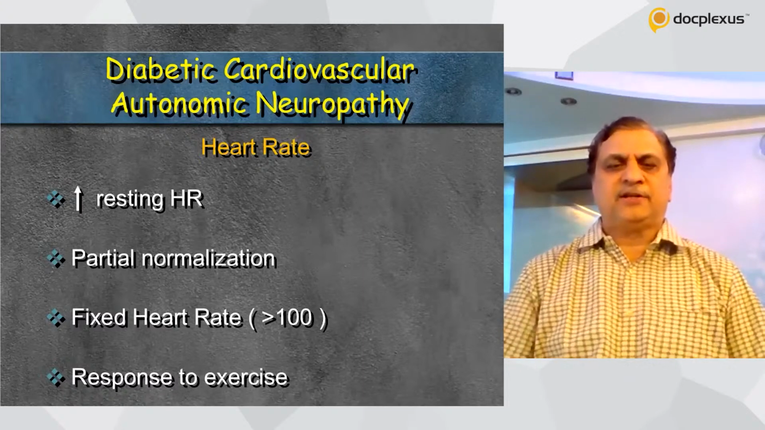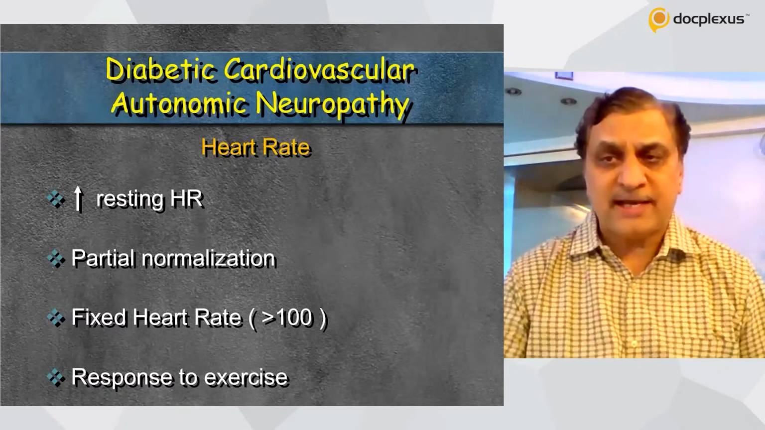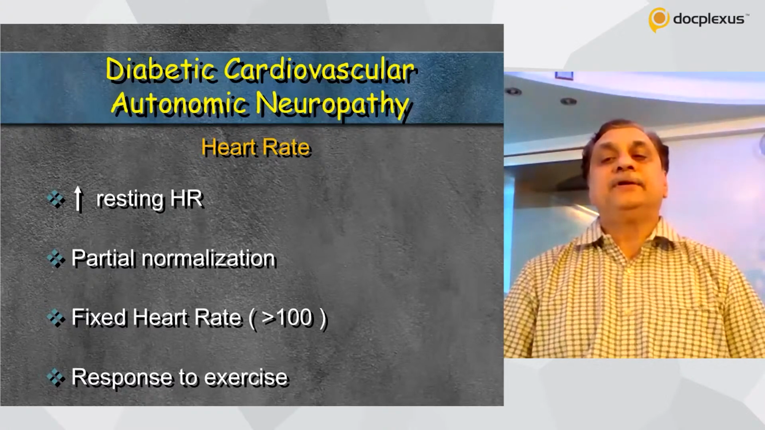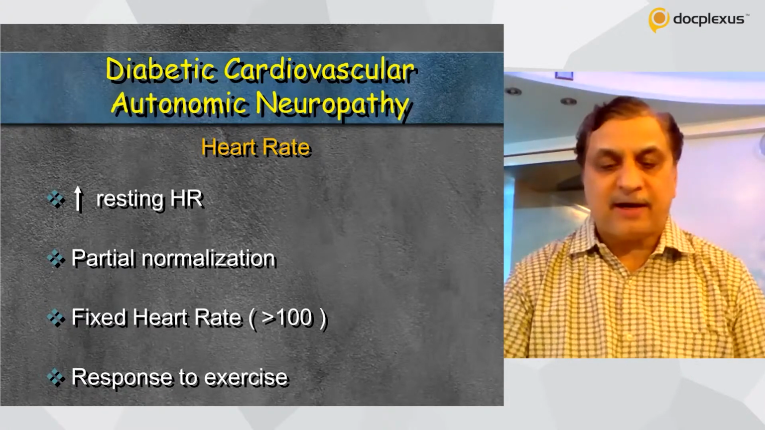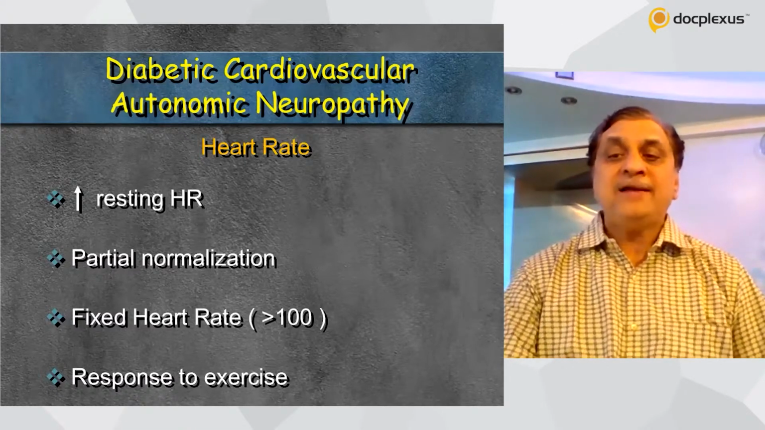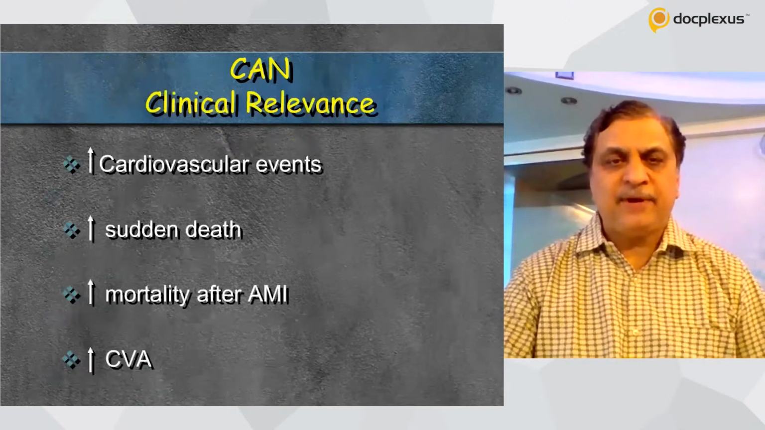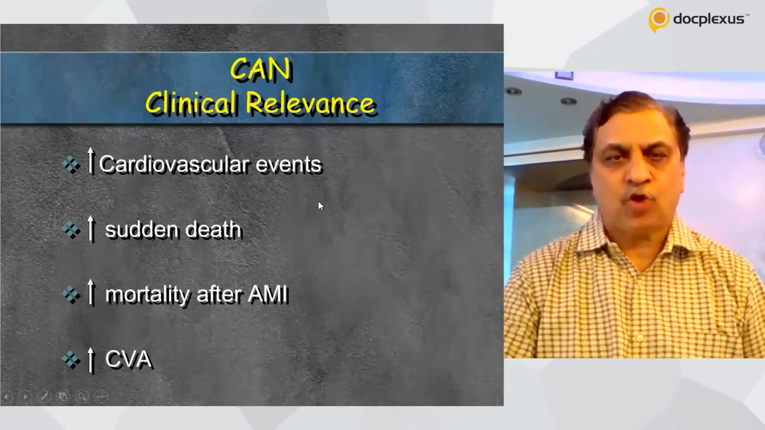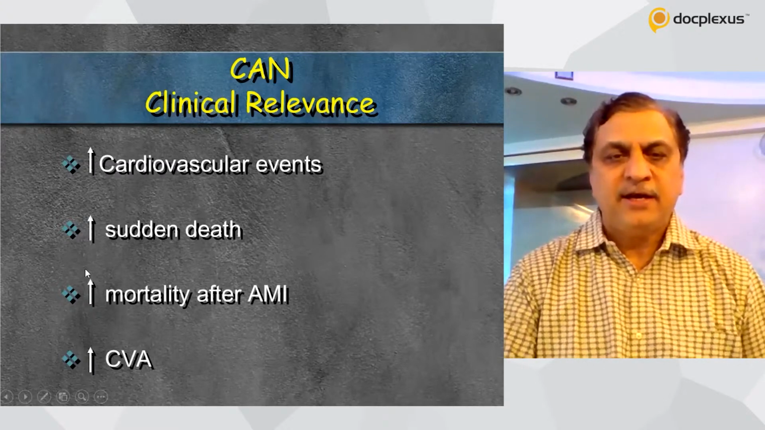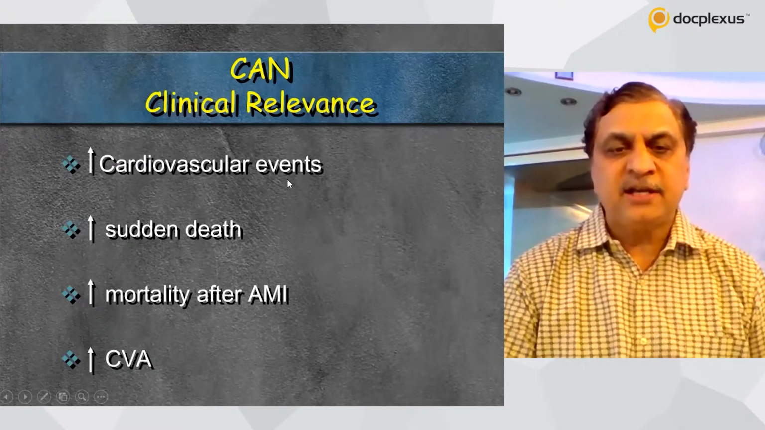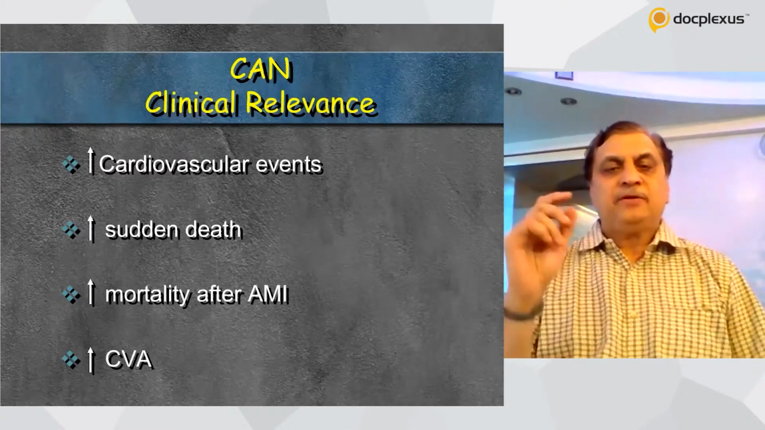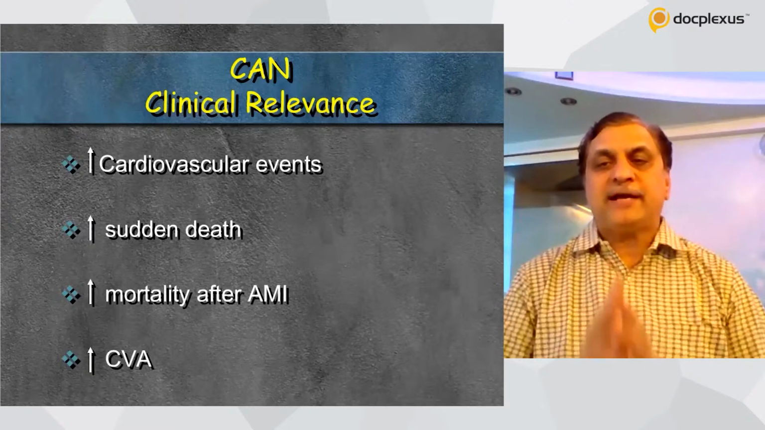It doesn't decrease much, doesn't increase much. And the response to exercise may not be significant because it's a perfect balance, where the rate doesn't decrease, it's just between 95 and 100. And that is basically bad news for a diabetic patient. Why is this important? Because in diabetic patients with cardiac autonomic neuropathy, there are increased cardiovascular events, increased chance of sudden death, increased mortality of AMI, and increased chances of stroke. So these are a few implications in your long-standing diabetic patients.